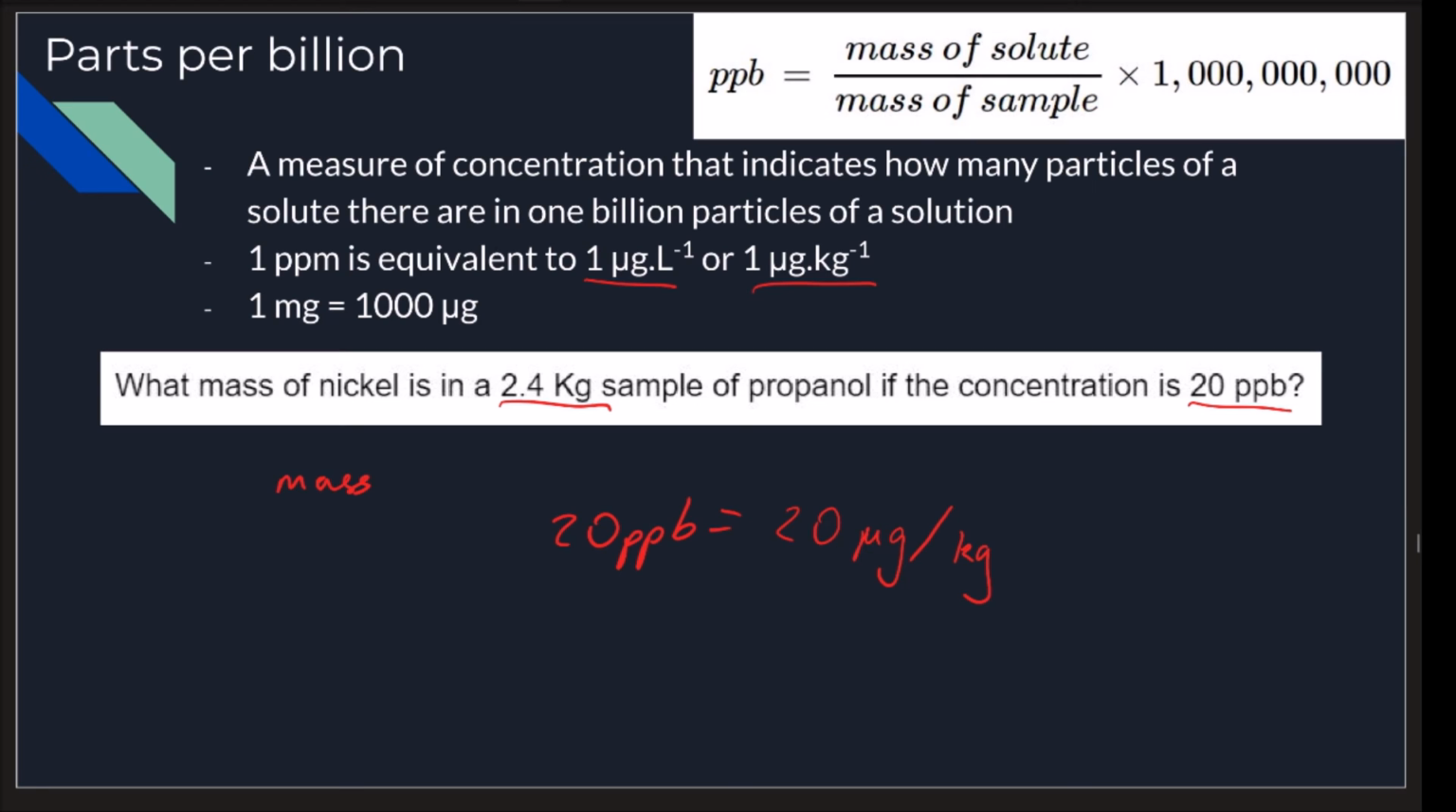So what we then need to do is have a look at how many kilograms we have and find out a scale factor. So we've got 2.4 kilograms, so we just need to multiply this number here, our 20, by 2.4, which will give us a final answer of 48 micrograms within that 2.4 kilogram sample. And so that would be our final answer there.